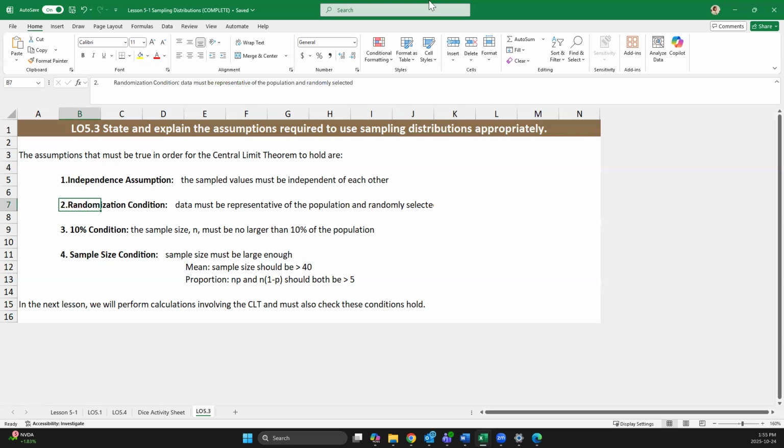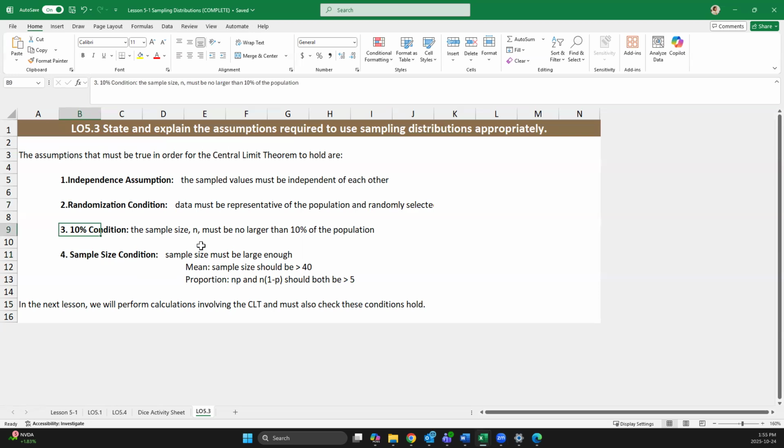We then have some conditions related to sample size. The first one is the 10% condition, which says that the sample size should not be too large. In fact, the sample size shouldn't be larger than 10% of the population. Finally, we have a condition about the sample size being too small. So 10% is if it's too large or not.